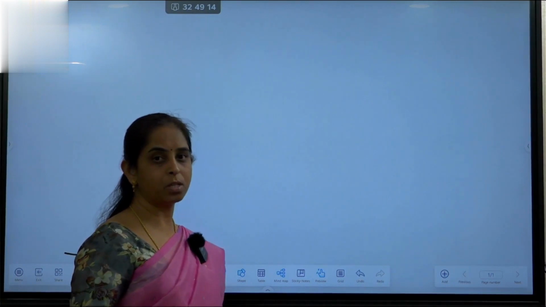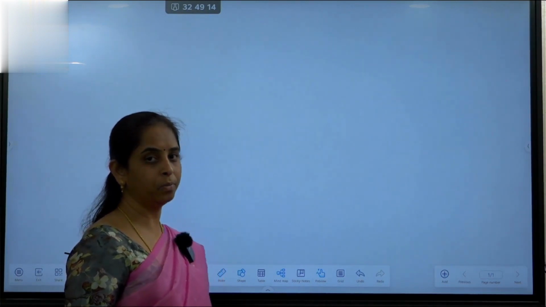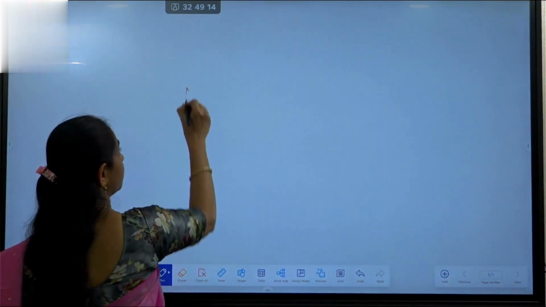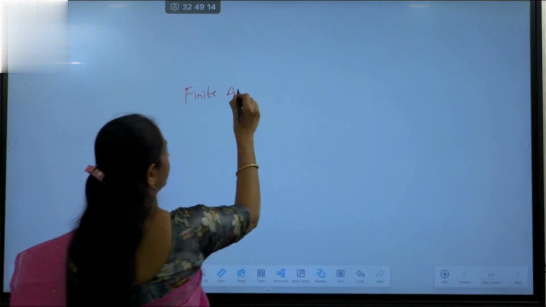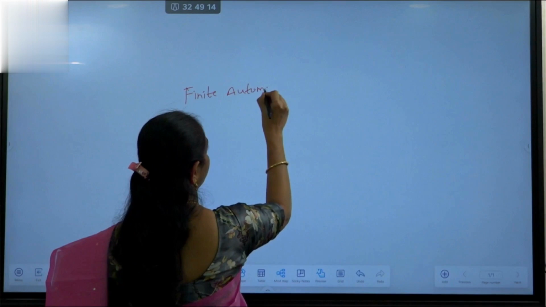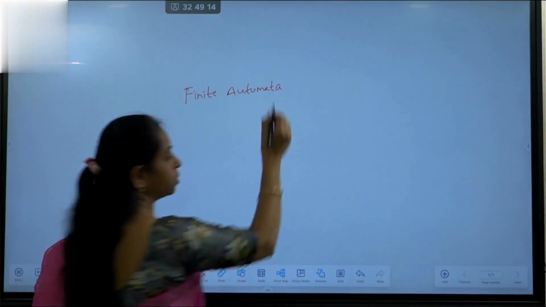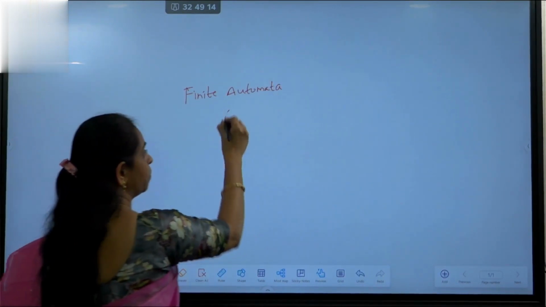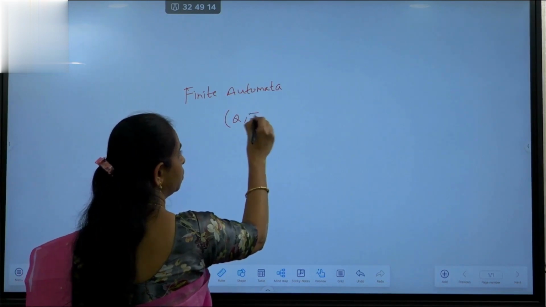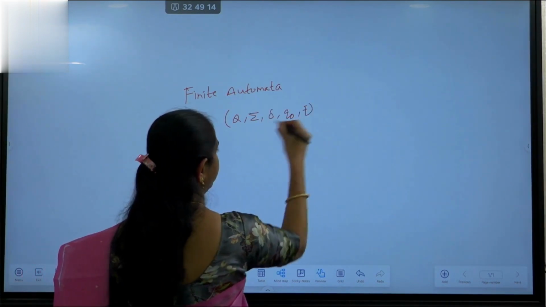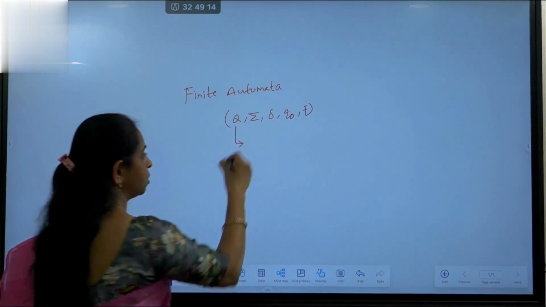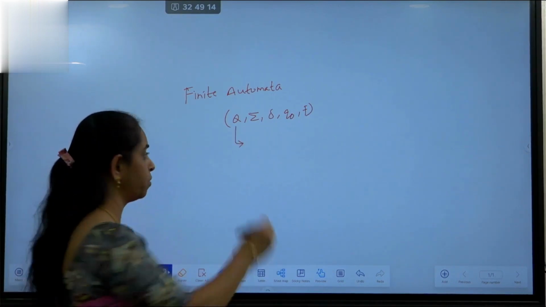Last class we discussed the finite automata. So again we will see the formal definition of the finite automata. It consists of 5 tuples: Q, sigma, delta, Q naught and F. Q means a non-empty set of states.